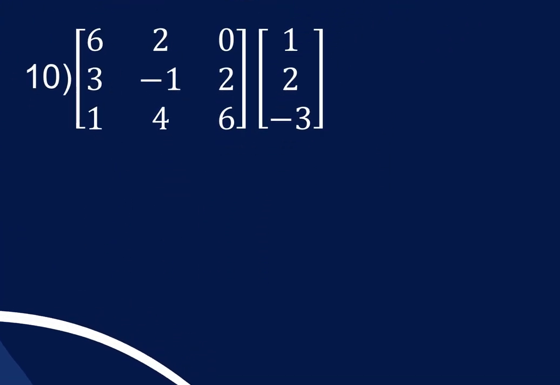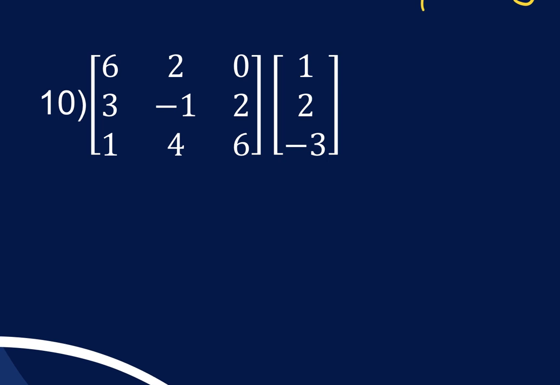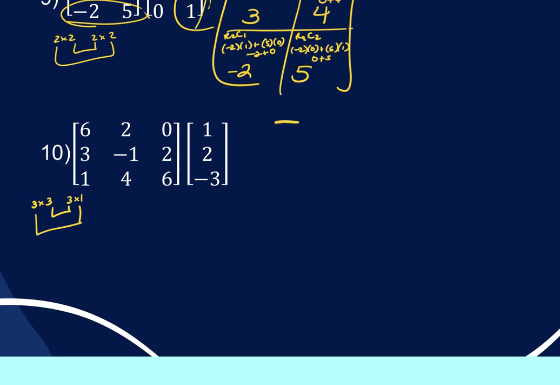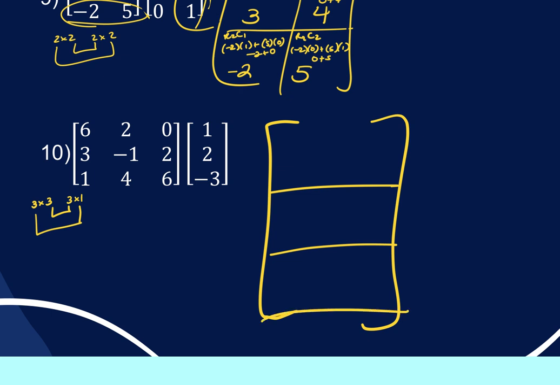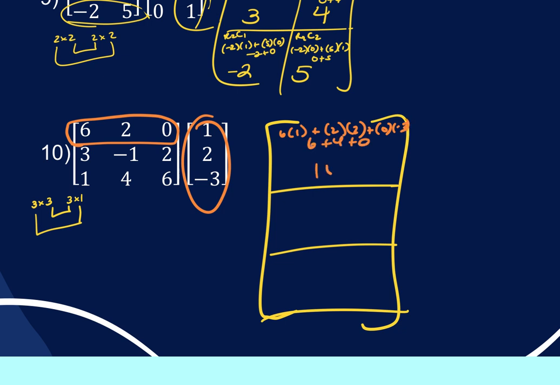Okay. What are the dimensions of 10? A 3 by 3 and a 3 by 1. Middle 2 match. Outer 2, it's a 3 by 1. So it's 3 rows and 1 column. In the first one, we're going to multiply all 3 of these numbers by the same 3 every time. So I'm going to do 6 times 1 plus 2 times 2 plus 0 times negative 3. And I get 6 plus 4 plus 0, or 10.